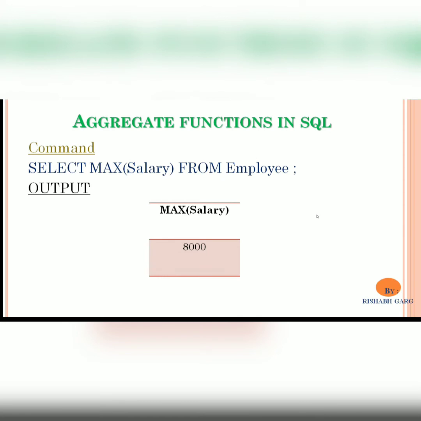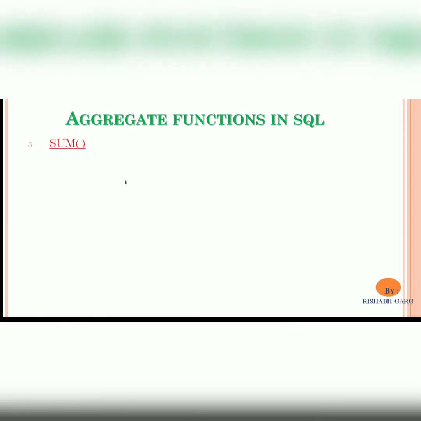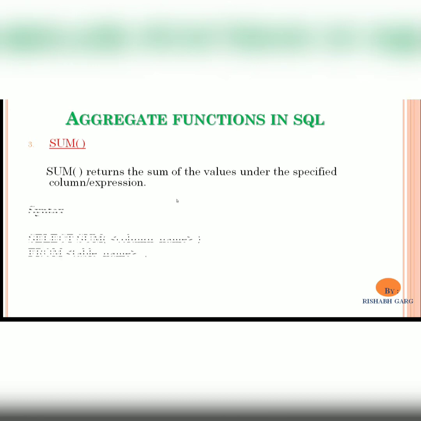So let's understand the next function, that is sum function. The sum function returns the sum of the values under the specified column or expression. For using the sum function, we will use the following syntax. First, we will write the select statement. After that, we will use the sum function. Then after, we will write the column name as an argument. Then after, we will use the from keyword. After that, we will write the table name, and at last we will use the semicolon for terminating our command.